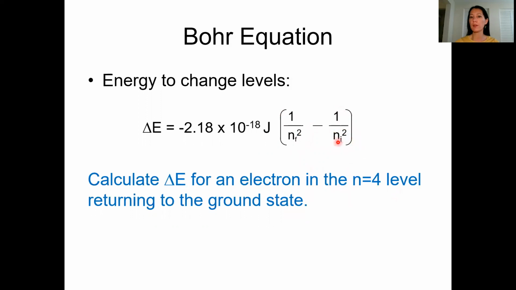So 4 squared is 16. So 1 over 16 here. And then returning to the ground state. Ground state is not n equals 0, it's n equals 1. So this is 1 over 1. So this would be 1 minus 1 over 16 and then multiply by this number.